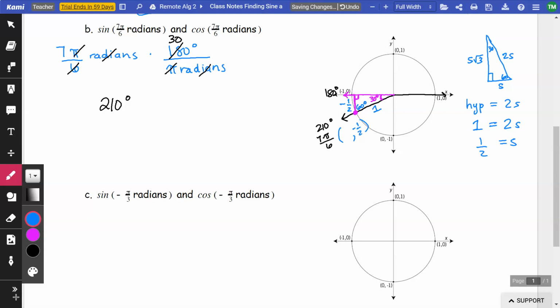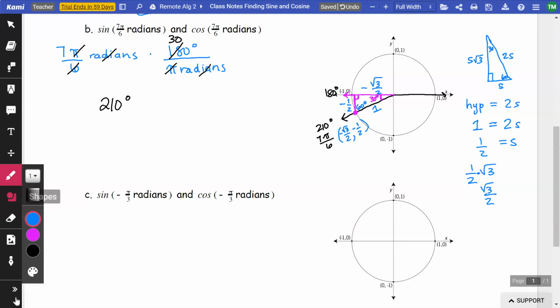Then to find the long side, which is along the x-axis here, we're going to take the short side, which is 1/2, and simply multiply it by root 3. So 1/2 times root 3 is simply root 3 over 2. But again, we're on the negative x-axis, so this is negative root 3 over 2. So the x value at that point is negative root 3 over 2.